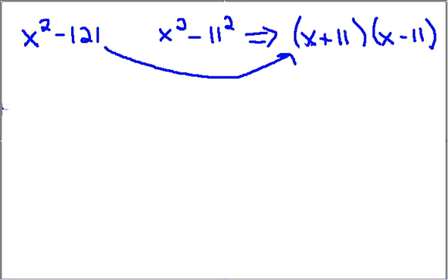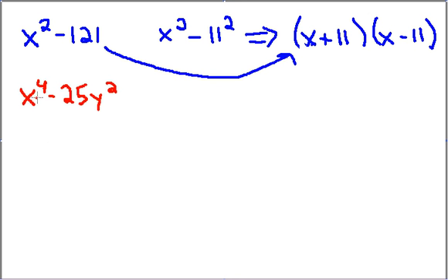Let's take a look at another one here. X to the fourth minus 25y squared. Remember, in this lesson, we are factoring the difference of two squares. So what we need to identify is whether each of these two monomials is a square, the square of something.